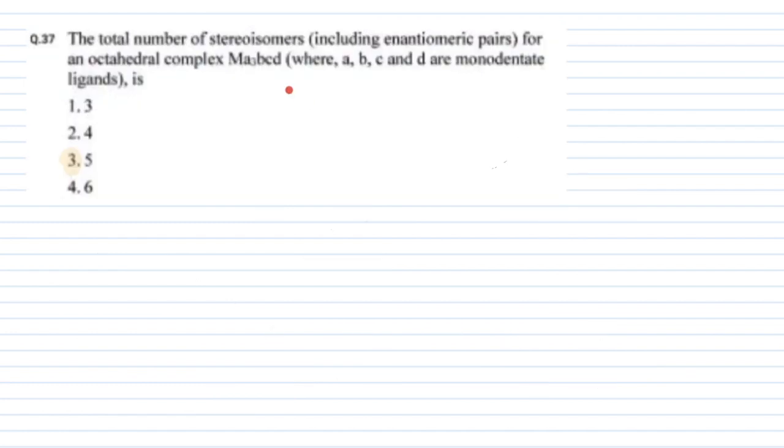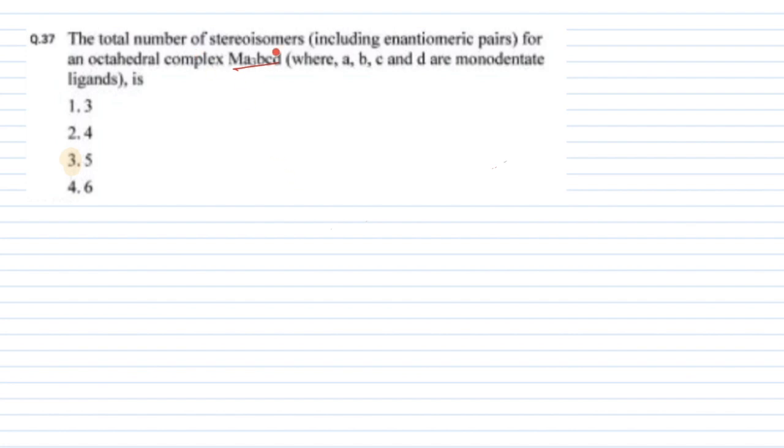Alright, so let's talk about this last question, which says: the total number of stereoisomers, including enantiomeric pairs, for the octahedral complex Ma3BCD is, where A, B, C and D are monodentate ligands. Whenever this kind of question is asked and you have a single ligand 3 times, always remember that the very famous facial and meridional isomers will be formed.